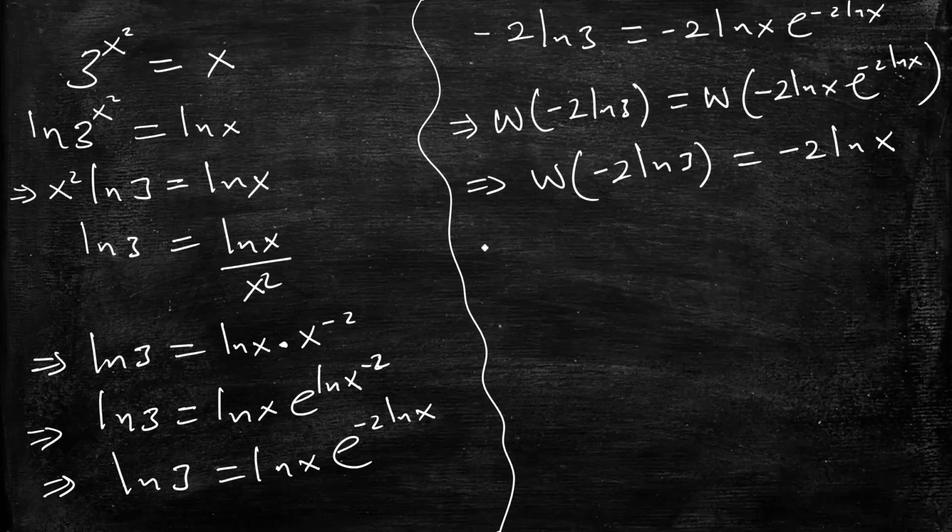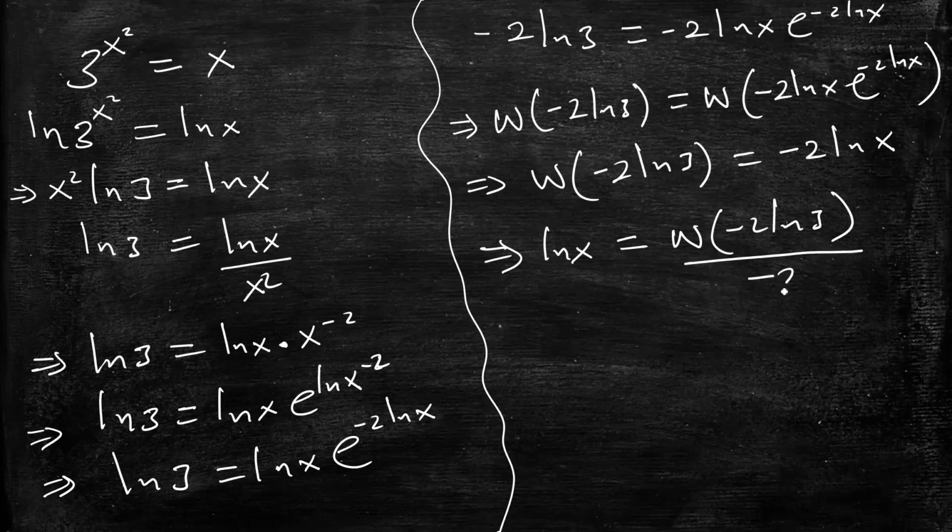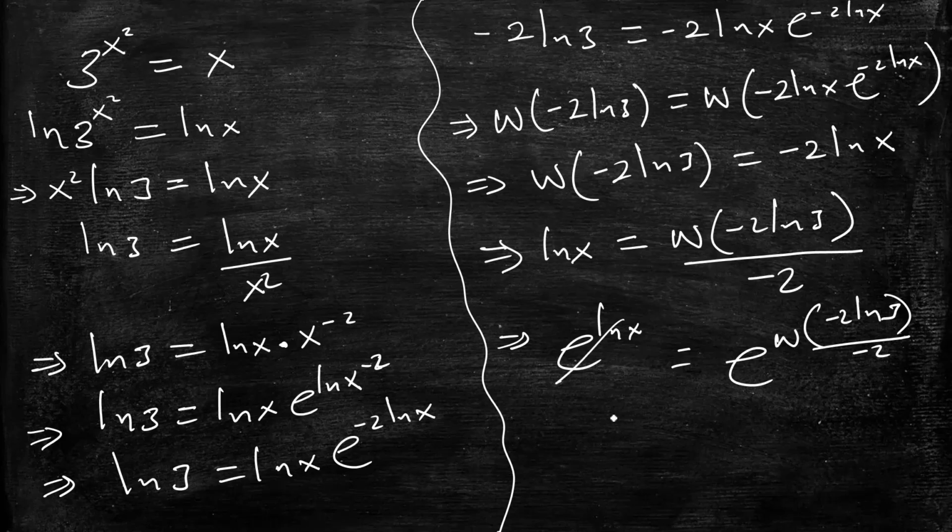Let's focus on the right-hand side since we have to solve for x. So let's remove the minus 2. I'll divide both sides by negative 2, which leaves ln of x equals the Lambert W of that over minus 2. Just as we said, e raised to ln of something is that thing. We can remove the ln here by taking e on both sides. So we have e raised to ln of x, and I'll do the same to this side, W over minus 2. So this side will be left with x equals.